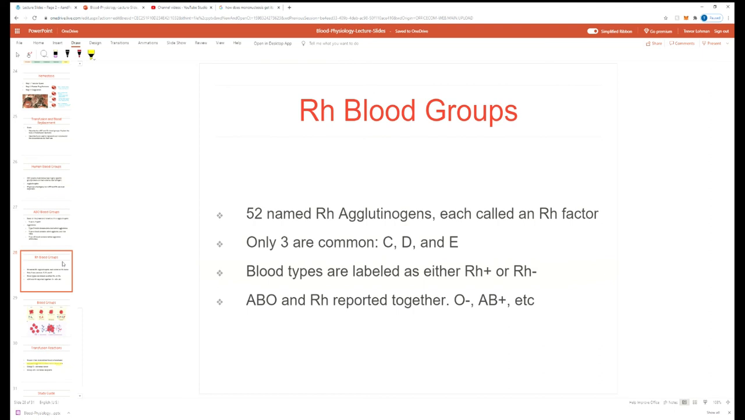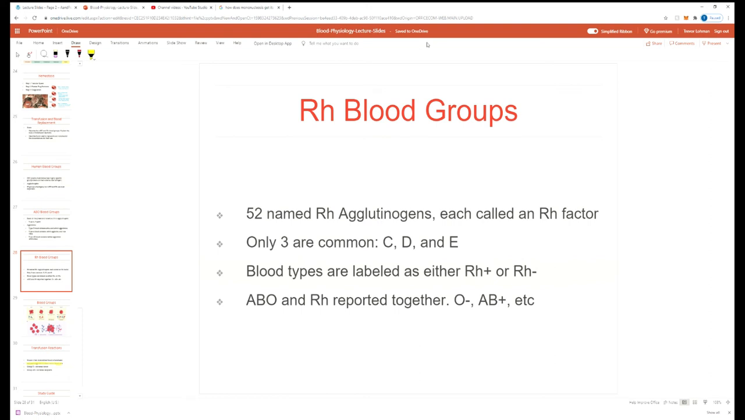All right, then we have RH blood groups. There are 52 named antigens, RH antigens. Each of these is called an RH factor. Only 3 of them are common. If you have any of them, your blood type is going to have a positive after it. It's RH positive. If you have none, it's RH negative. So you could say O negative, O positive. So we'll explain how that might come into play with transfusion. Actually, no, let's just keep it simple.